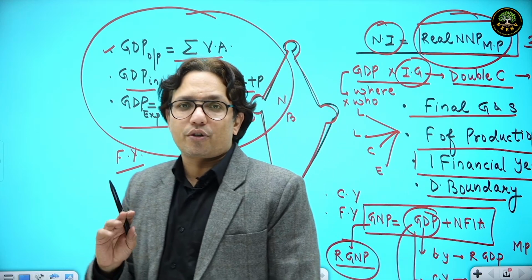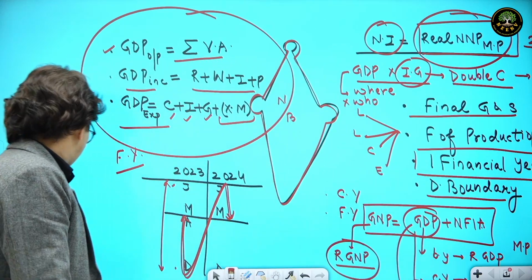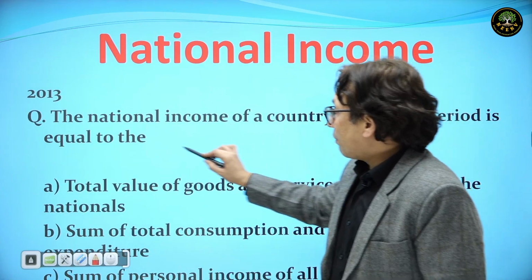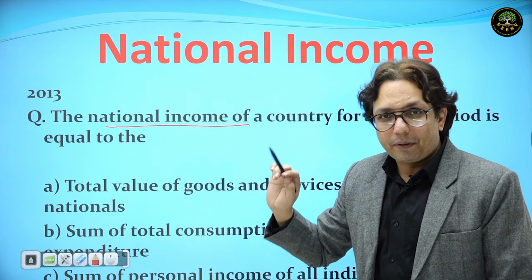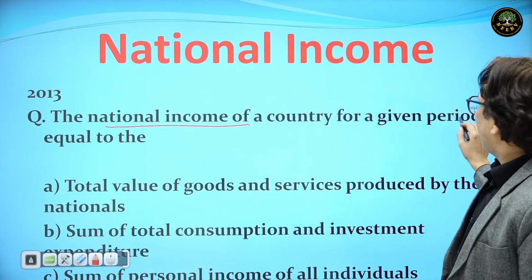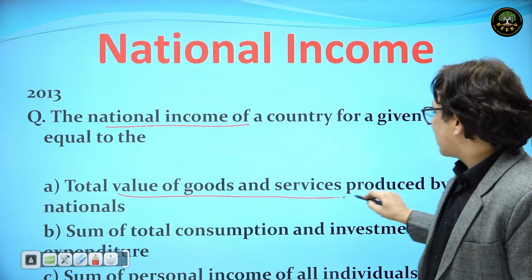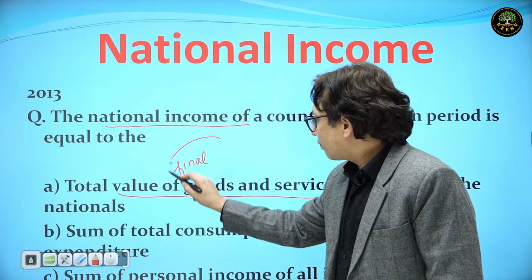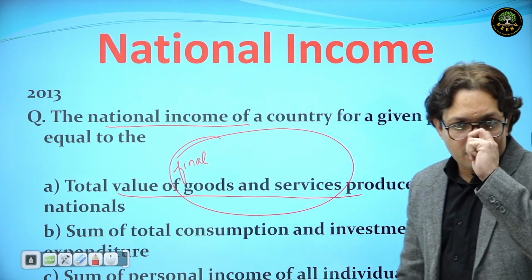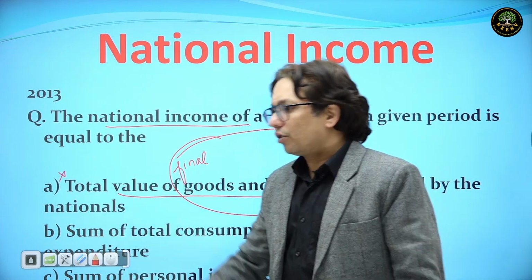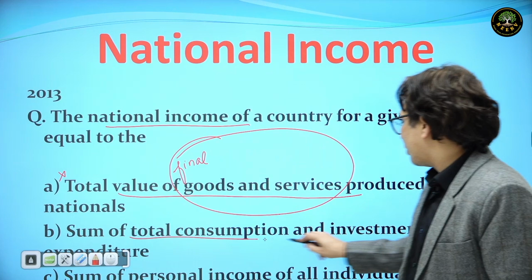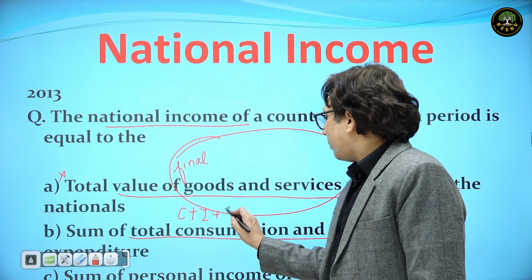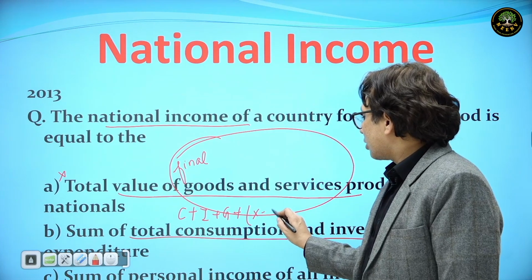Now let us see the options. The national income of a country, here I am talking about real NNP MP. The national income of a country for a given period is equal to total value of goods and services produced? No, it should be total value of the final goods and services produced. Not all goods and services produced, only final goods and services, hence this option is wrong. Second option is sum total of consumption and investment. No, GDP goes beyond consumption and investment. It includes government expenditure on goods and services and net exports also.